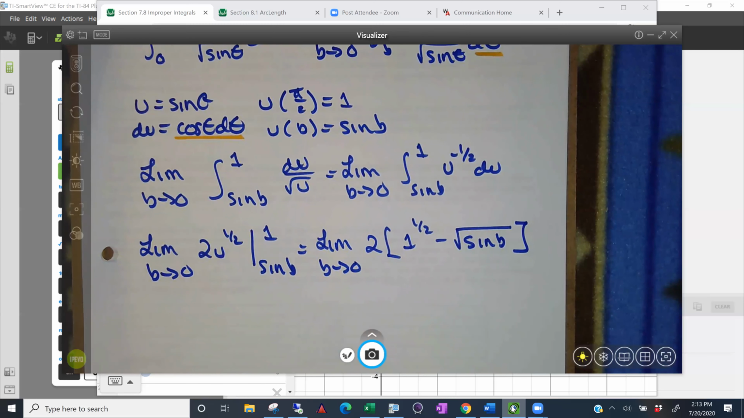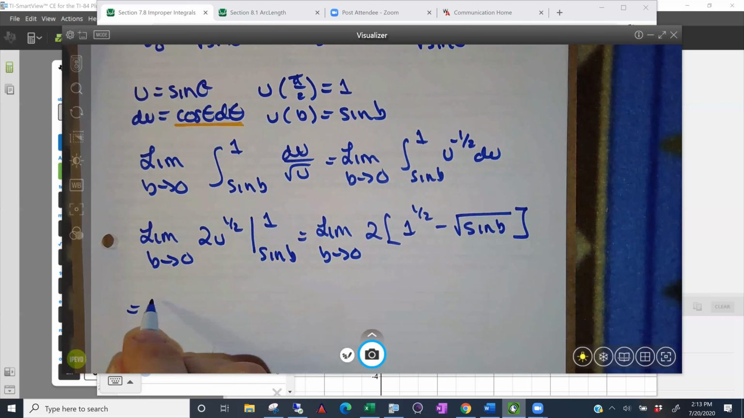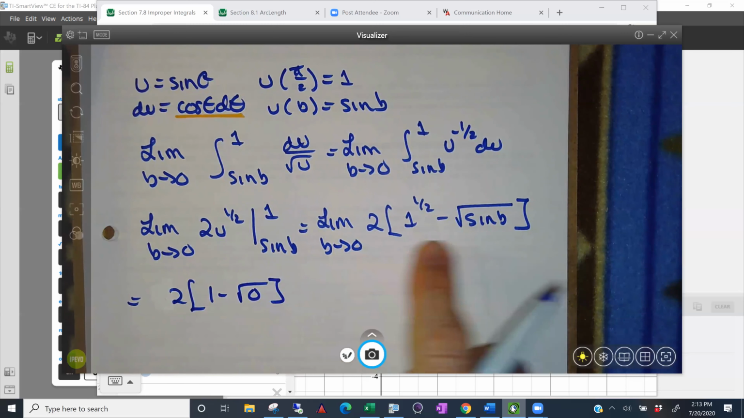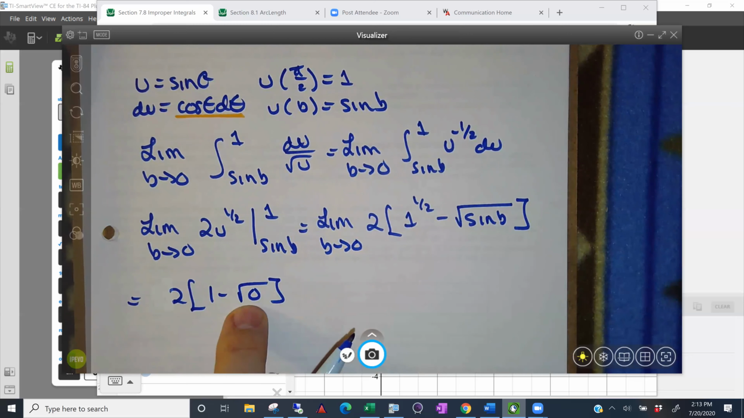So that's looking okay. Can anyone tell me what's going to happen with this limit? Actually, I don't need the limit there anymore. What's that limit going to equal? Zero. Yeah. As b approaches 0, sine of b is going to approach sine of 0, which is 0. Square root of 0 is 0.